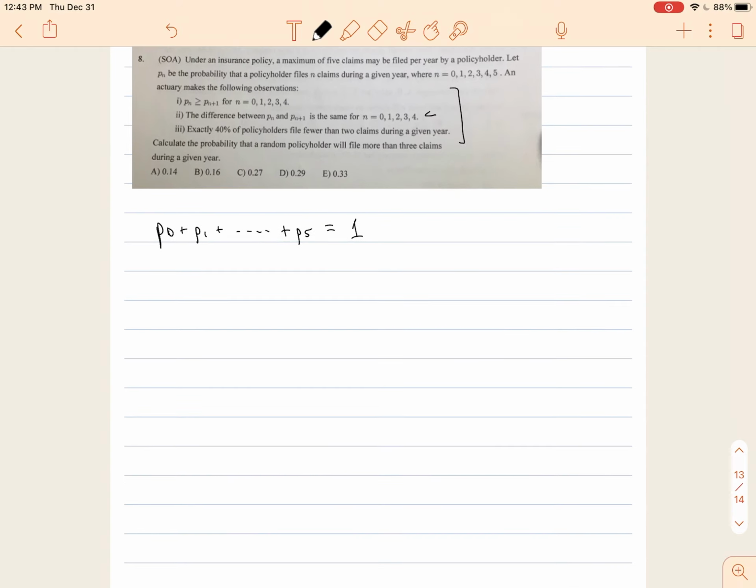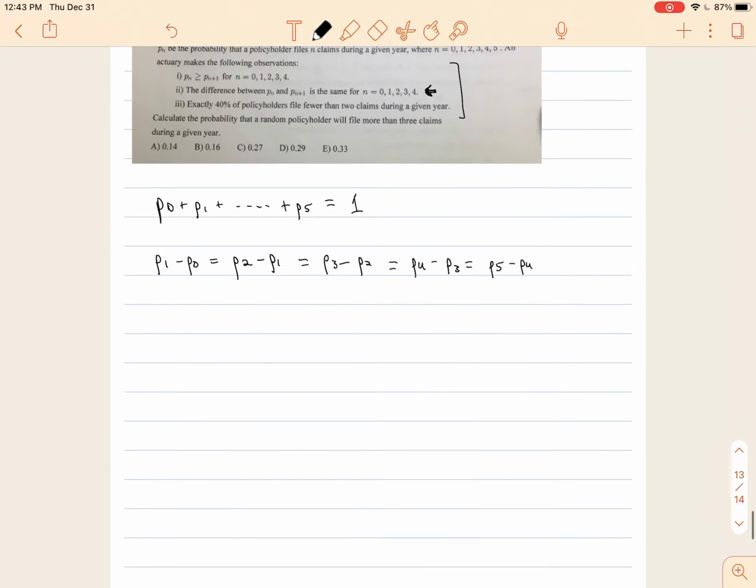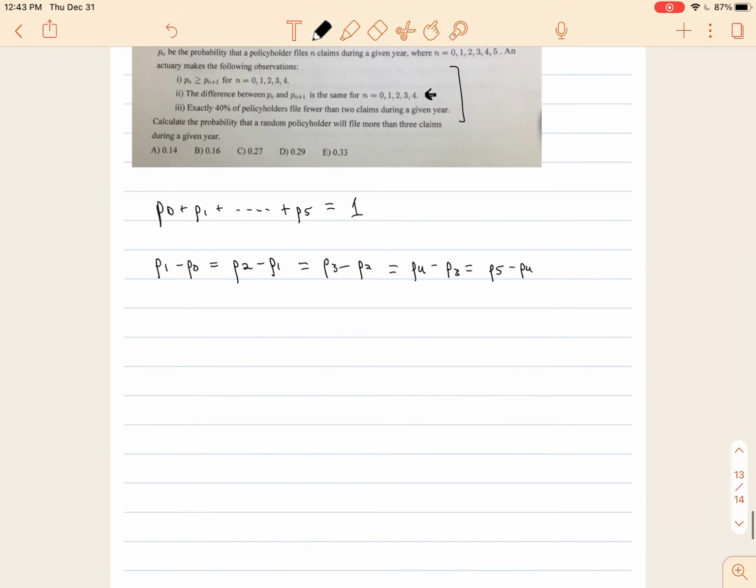For this second point, we can figure out that P1 minus P0, so the difference between Pn and Pn plus 1, is the same as P2 minus P1, P3 minus P2, P4 minus P3, and finally P5 minus P4. That's basically what the second point is saying, but it's easier to write it down. And then the third point; here I'll label this as 2.